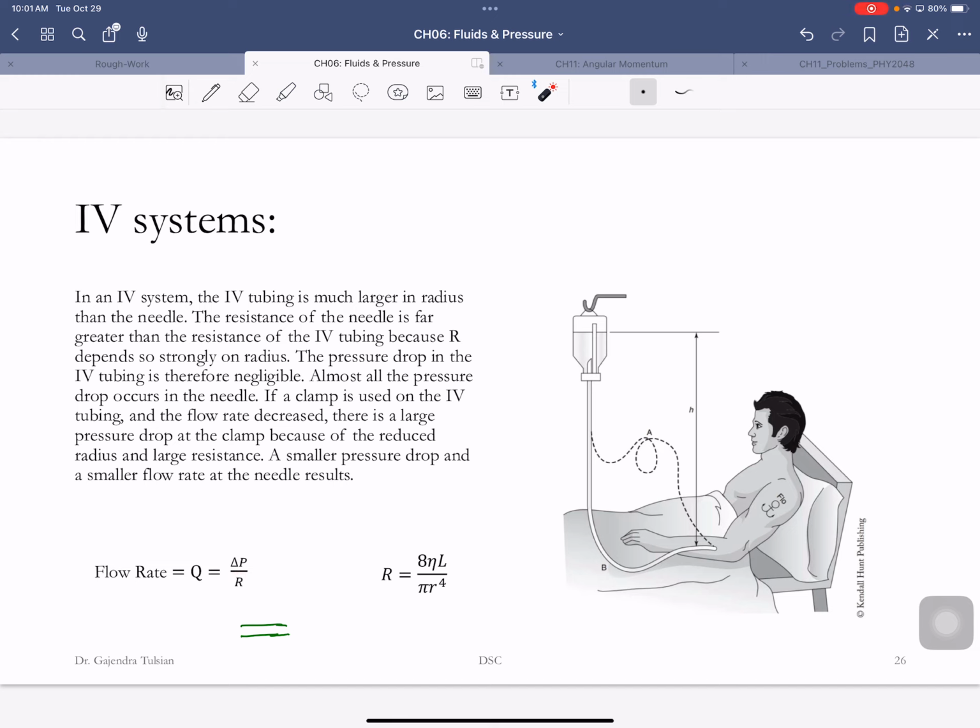And if you want to slow that down even more, what you do is you put a clamp somewhere here. By using a clamp, there's a large pressure drop there. The pressure drop across the needle decreases. The resistance is the same, and the flow rate is even further decreased. All right, anyway, what you want to remember is, and you intuitively know this, the thinner the pipe, the slower the flow rate, because the thinner the pipe, the smaller the radius, the higher the resistance, the slower the flow rate.